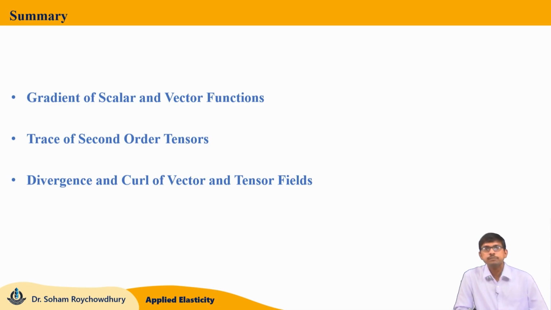So, in total in this lecture we discussed the gradient of a scalar and vector function, the trace of a second order tensor, and the divergence and curl operators which act on vector and tensor fields, and their corresponding expressions. Thank you.